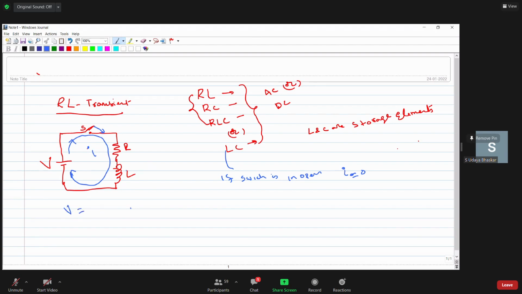So here I can write V is equal to, by Kirchhoff's voltage law, the algebraic sum of all the voltages within a loop is equal to 0. That means the voltage across resistance is VR, and the voltage across inductance is VL. So V is equal to VR plus VL, where VR is equal to I into R, plus VL is equal to L di by dt. This is equal to V. Okay, ma'am?